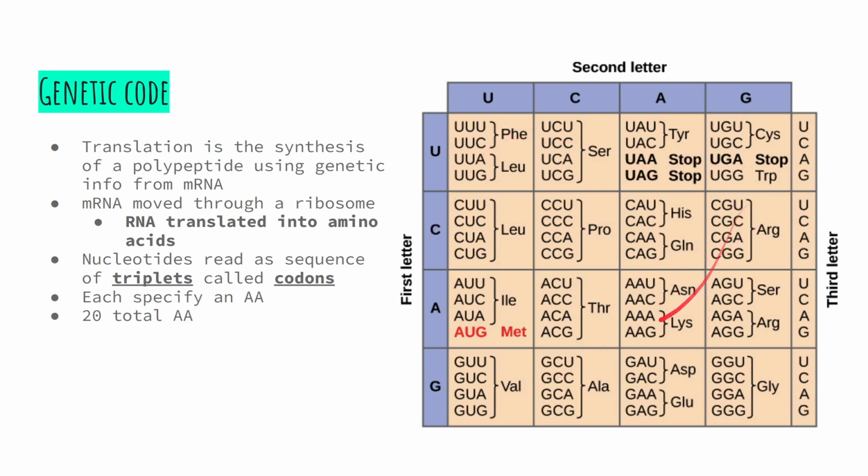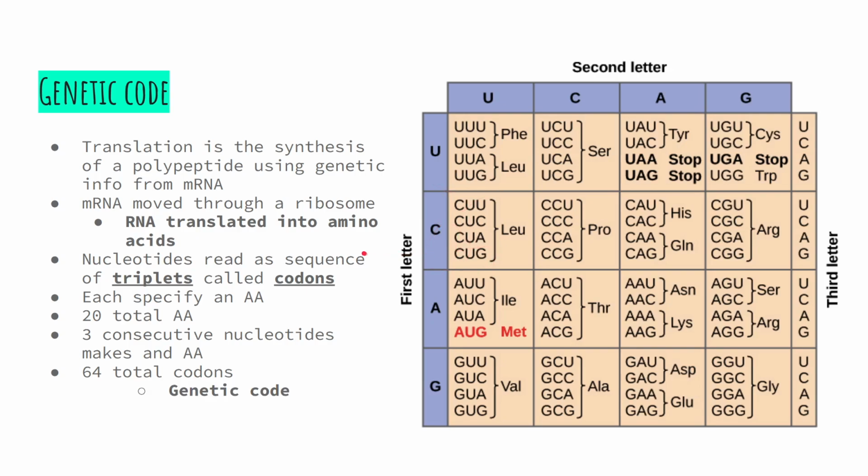The way we read this table is we can start with our first letter. So let's say we have A, our second letter could be C, and finally our third letter, let's say it was U. So we have A, C, U. This is the amino acid that it will code for. So 3 consecutive nucleotides make an amino acid. There are 64 total codons. So that is every triplet of nucleotides, and this is our genetic code.